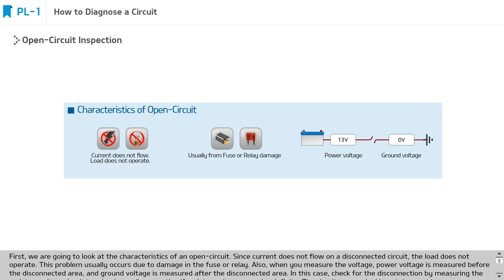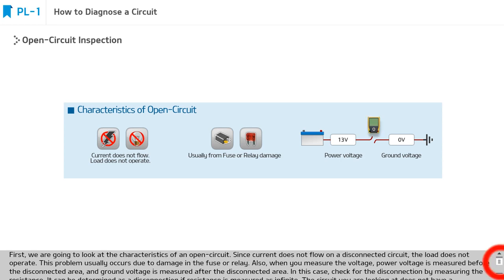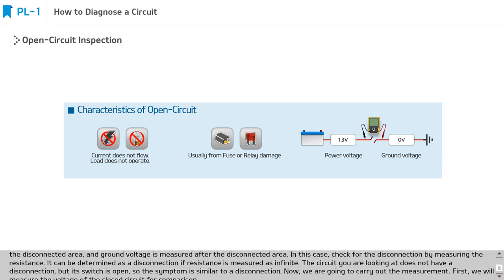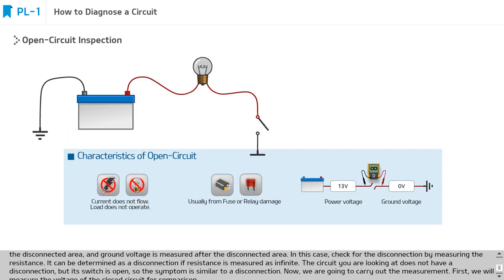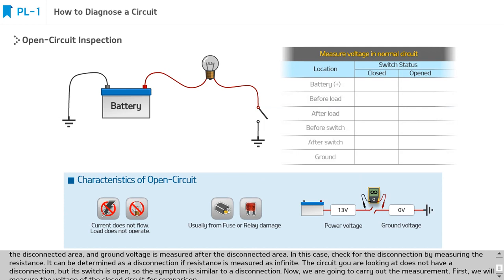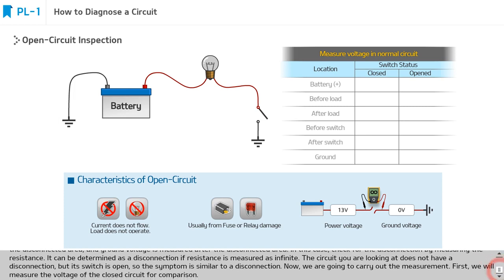the disconnected area. In this case, check for the disconnection by measuring the resistance. It can be determined as a disconnection if resistance is measured as infinite. The circuit you are looking at does not have a disconnection, but its switch is open, so the symptom is similar to a disconnection. Now, we are going to carry out the measurement.